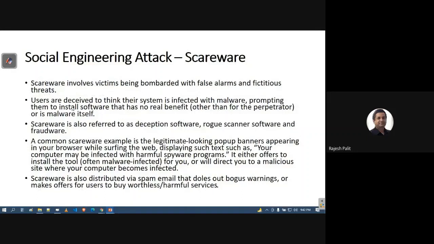Then the scareware. Scareware involves victims being bombarded with false alarms and fictitious threats. It will show you that your computer is compromised, your computer is virus infected, and so on, so please install this software and clean your system. But actually that itself is malicious software or malware.